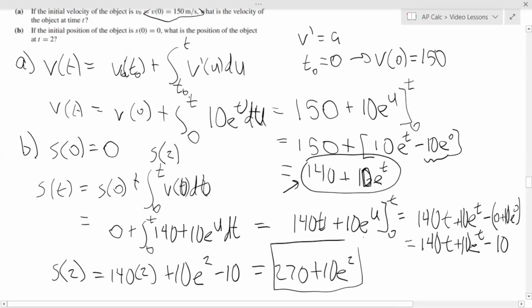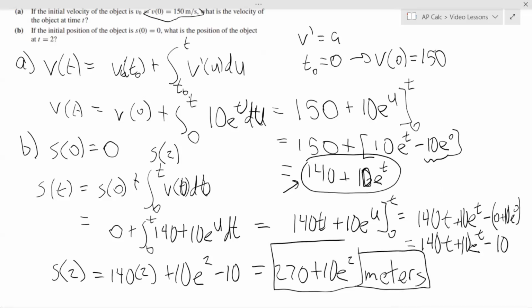Now, if you needed the decimal value, you could just pump that into your calculator or Desmos and get the decimal equivalent. But also, to answer the question, after 2 seconds, the object is 270 plus 10 e squared meters, would be the units. And it's important to include the units on your answer when the problem has context.